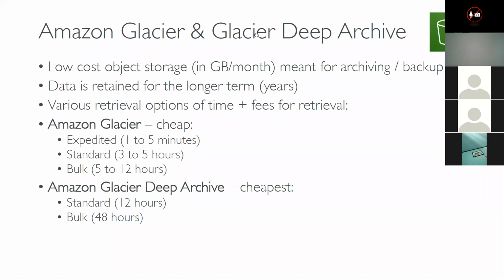And Glacier deep archive. So Amazon Glacier is the cheapest.